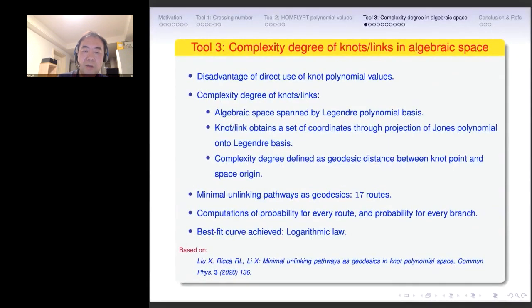Recently, my student and I tried other polynomial bases, for example, Hermite polynomial and Alexander-Conway polynomial. The result was almost the same. The main result, the main conclusion, and the complexity sequence were the same, with only some tiny differences. I will point them out in the following slides. So I can assure you that the Legendre polynomial is good enough for our current use.